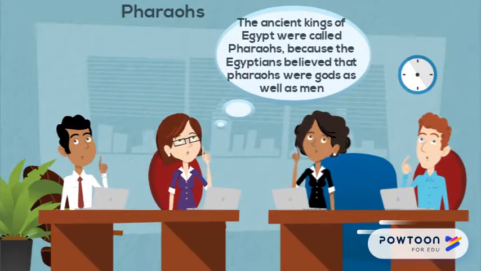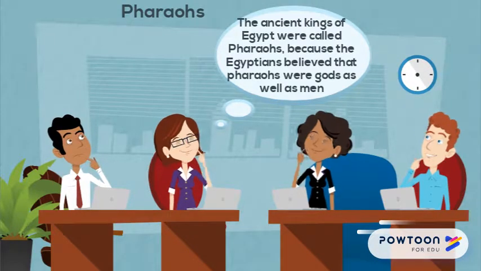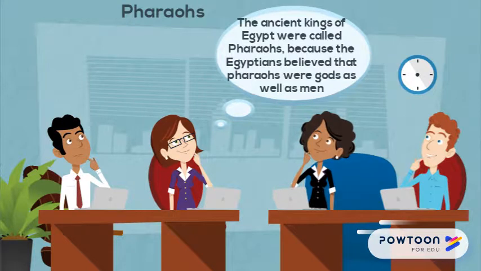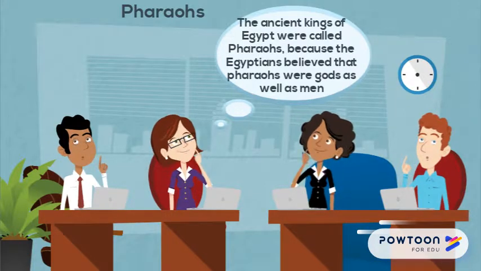Pharaohs. Wizards, the ancient kings of Egypt were called pharaohs, because the Egyptians believed that the pharaohs were gods as well as men. Egypt had a centralized system of government under the pharaohs.